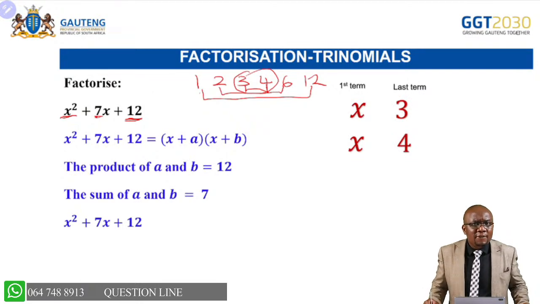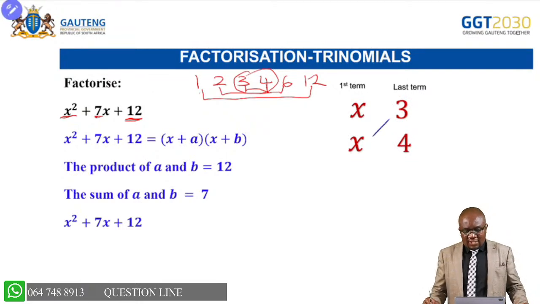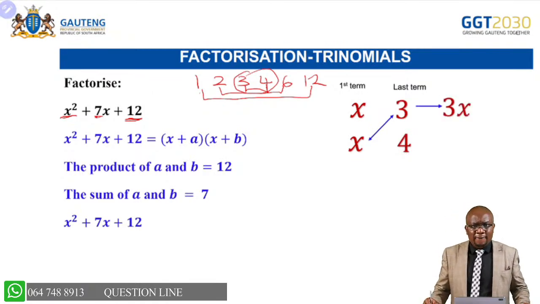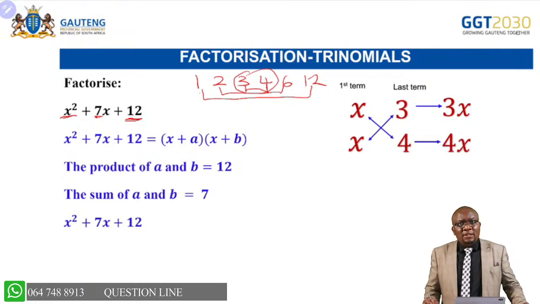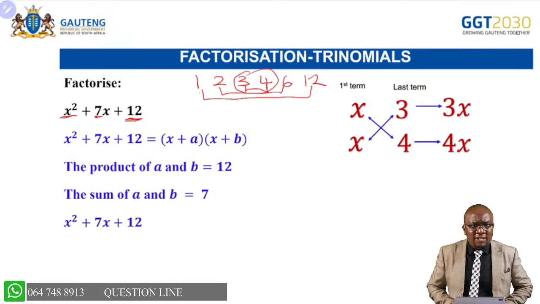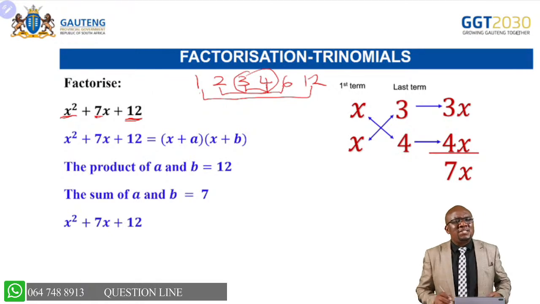What's the next step? You cross multiply them like this. 3 times x is what? It is 3x. And then x times 4 is 4x. If we add 3x and 4x, do we get 7x? Yes, we get 7x. So this is the combination we want.